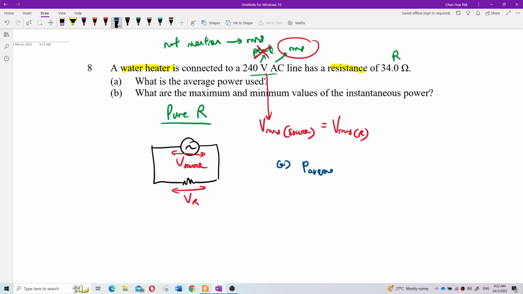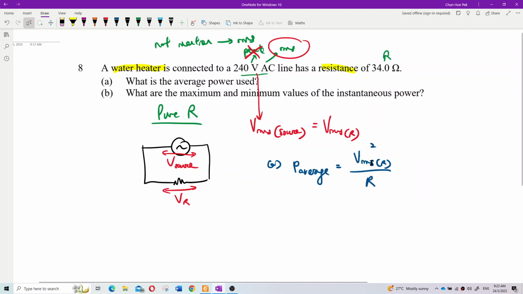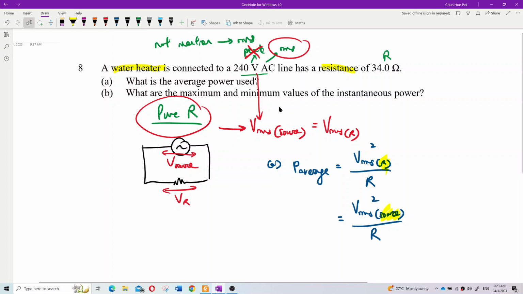To find average power, because we have voltage and resistor, we just use the formula VRMS R square over R, V square over R. However, because this is a pure resistor circuit, the V source equals VR, so you can change VRMS R into VRMS source over R. This is only for a pure resistor circuit.